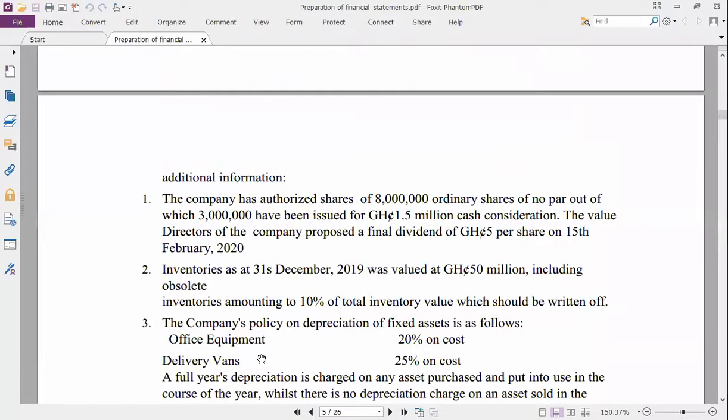Then note 3 says that the company's policy on depreciation of fixed assets is as follows. So office equipment, 20% on cost. 20% on what? On cost. Now 20% on cost, we say straight line, because another name for straight line is depreciation on cost. Perfect. So here I will list the two assets, office equipment and delivery van. These are the two assets that we should depreciate. If the examiner gives you specific assets like this, these are the assets that you are going to depreciate.